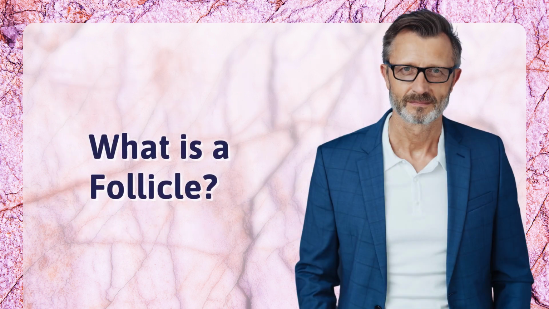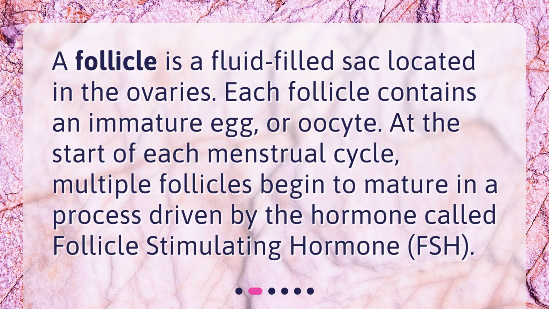What is a follicle? A follicle is a fluid-filled sac located in the ovaries. Each follicle contains an immature egg, or oocyte. At the start of each menstrual cycle, multiple follicles begin to mature in a process driven by the hormone called follicle-stimulating hormone, FSH.